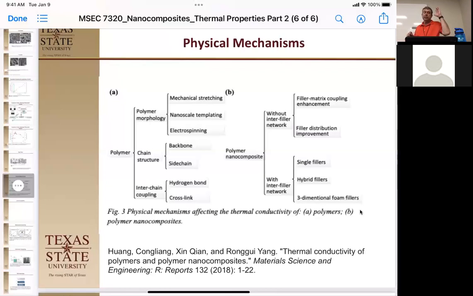So the idea here is that there are some physical mechanisms that you can do on just the polymer. I told you that if you have tight bonds, small atoms, and really good, really crystalline materials, you're going to transfer heat faster, okay? And we're going to see that in this set here. But then when you have your nanocomposites, you want to talk about without an interfiller network and with an interfiller network. And so by having your networks well dispersed versus uniquely processed, we can get to different things. And then by looking at different fillers and how they affect things, there we go, different fillers, single fillers, hybrid fillers, and then three-dimensional foams. And I think there's some really cool stuff here in the hybrid filler section that we'll talk about.